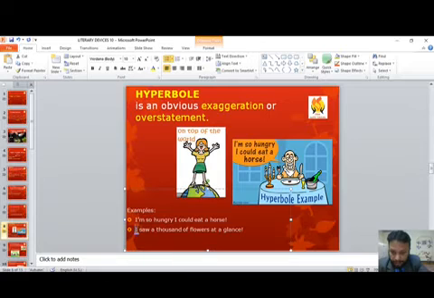Let's take the second example. I saw thousands of flowers at a glance, taken from Daffodils.